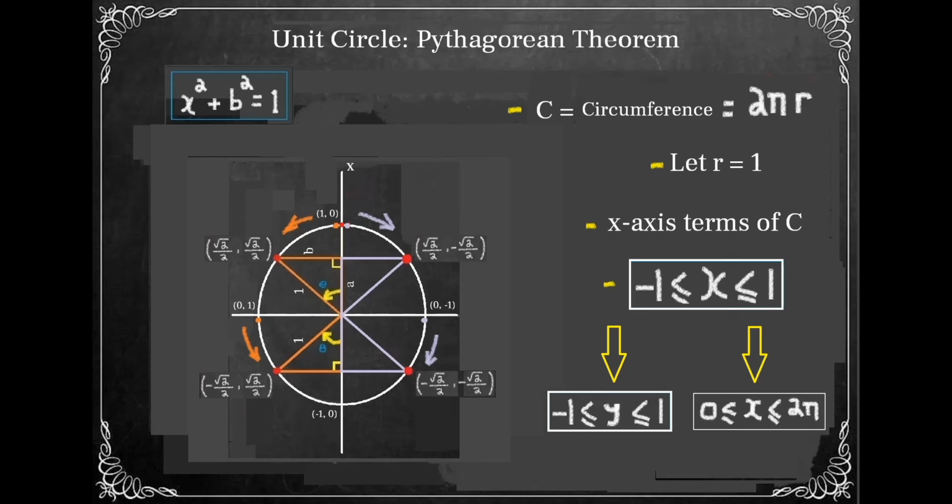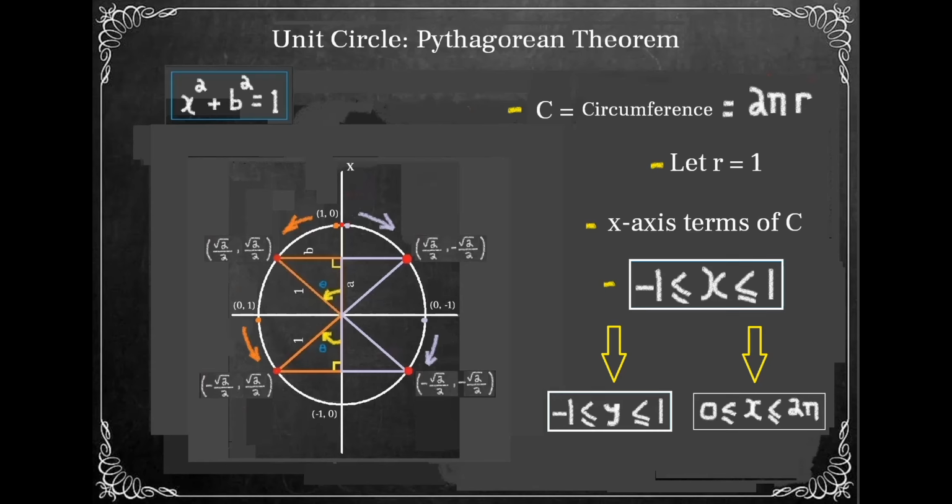So, if we have c equals circumference equals 2 pi r, then by the Pythagorean identity, we let radius r equal 1. It's not reflected on our unit circle. We put the x-axis in terms of c. Then the previous domain of x becomes, for now, x is greater than or equal to 0 and less than or equal to 2 pi.